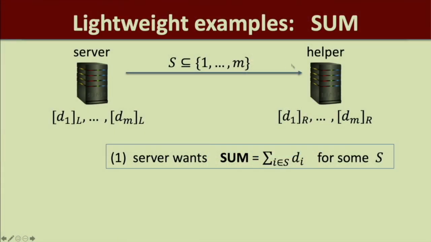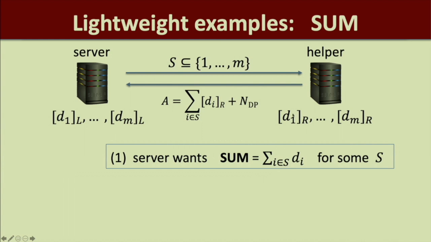The way this works is the server sends over the set that it wants to compute the sum over. The helper would compute the sum of its shares in that set. Potentially, the helper would also add some noise, but we can ignore the noise for now. Then the server would add its own shares to the sum, and by computing the sum of sums, we get the final sum, potentially with some noise added to the result. So the server learns the result of the sum, again, potentially with what's called differential privacy noise.